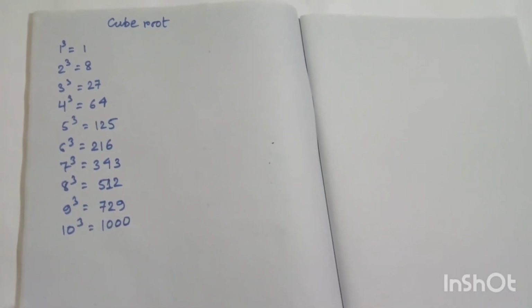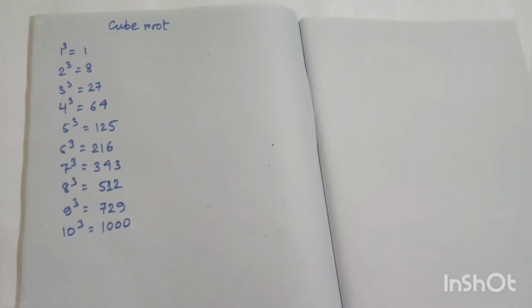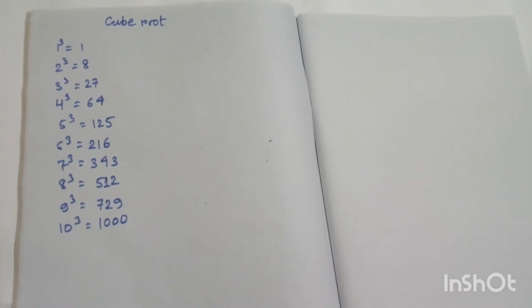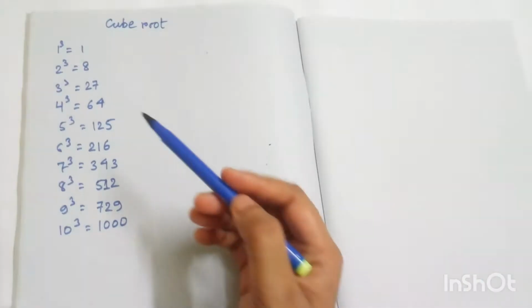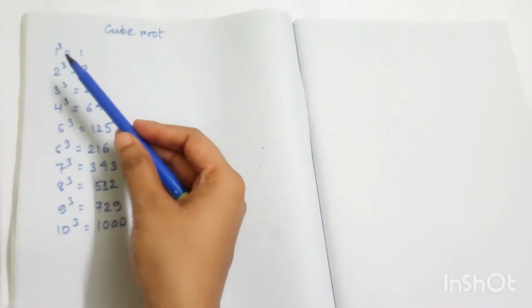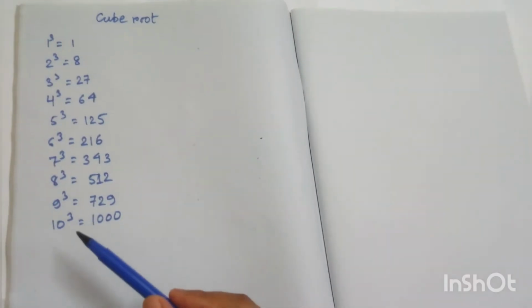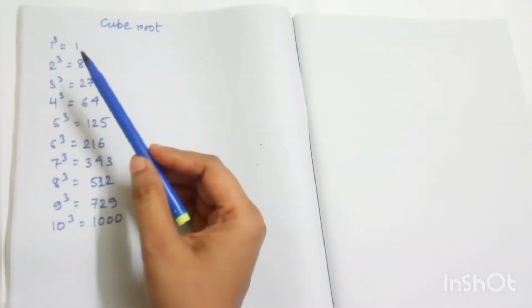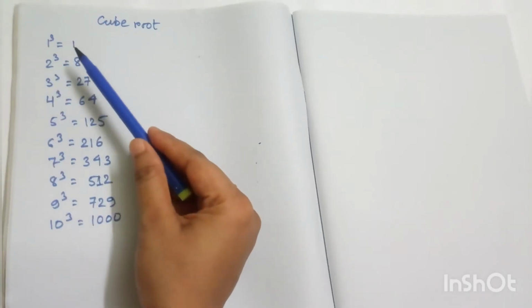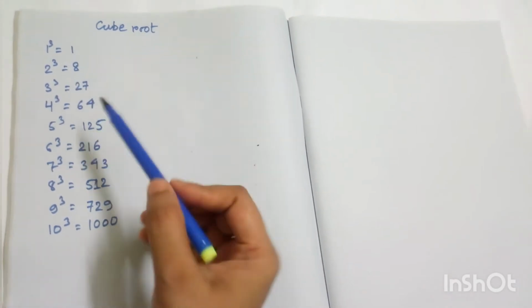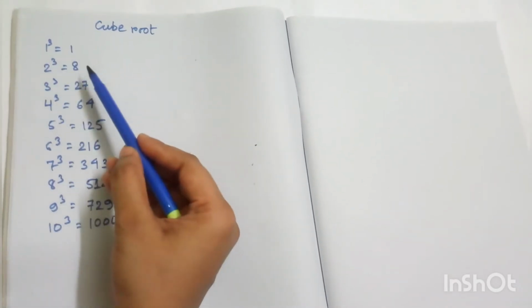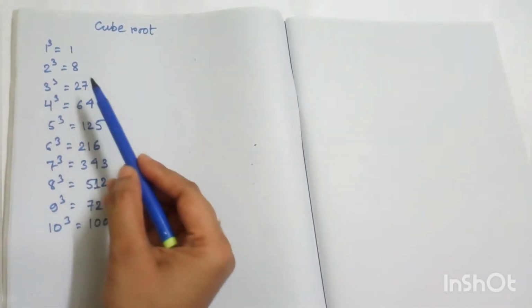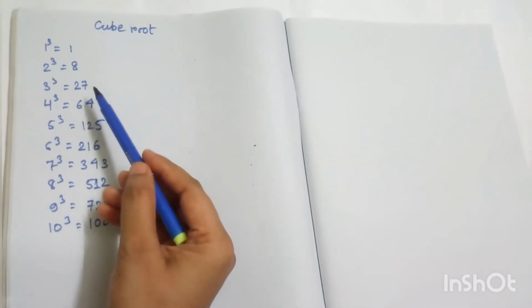Today we will learn how to find the cube root of a number. First, you have to remember from 1 cube to 10 cube. So here you can see 1 cube is 1, 2 cube is 8, 3 cube is 27.